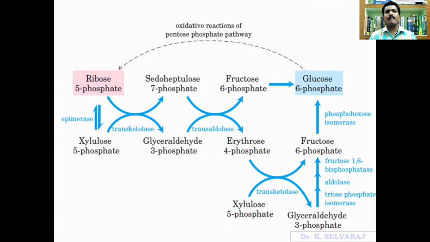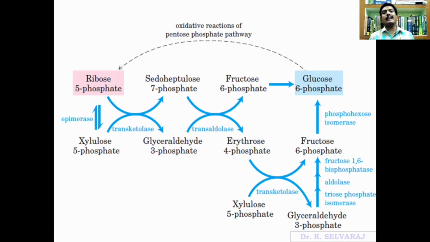the first step is that ribulose 5-phosphate is isomerized. It becomes an epimer, xylulose 5-phosphate. Then another ribulose 5-phosphate is involved, and the ribose 5-phosphate and xylulose 5-phosphate combine to form 2 molecules, one 7-carbon compound and one 3-carbon compound. The 7-carbon compound is sedoheptulose 7-phosphate, and the 3-carbon compound is glyceraldehyde 3-phosphate.